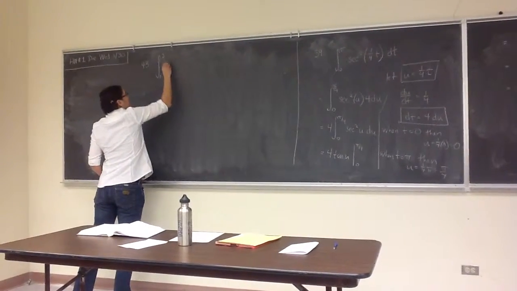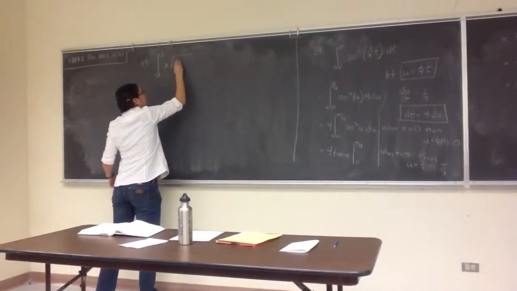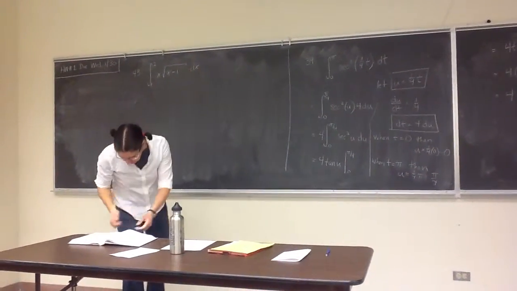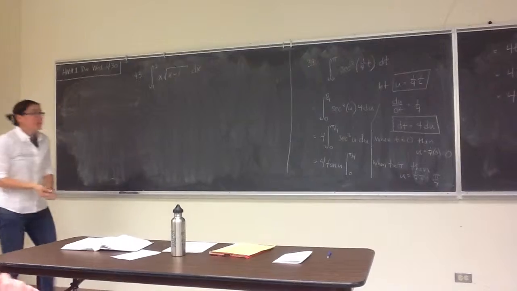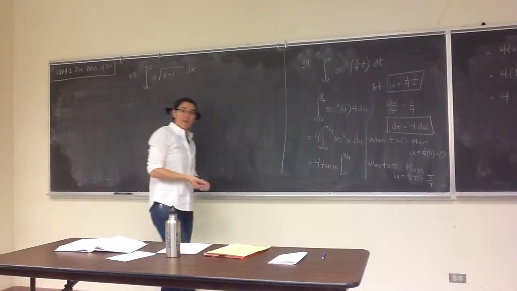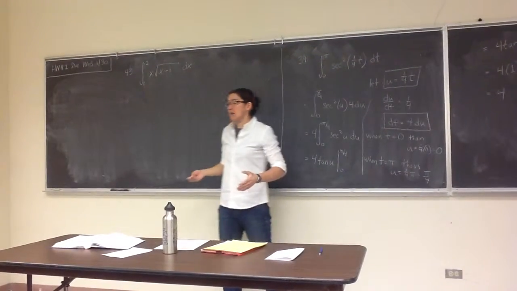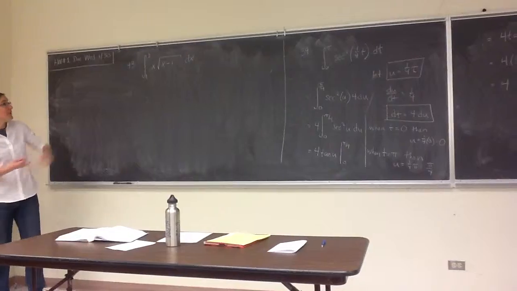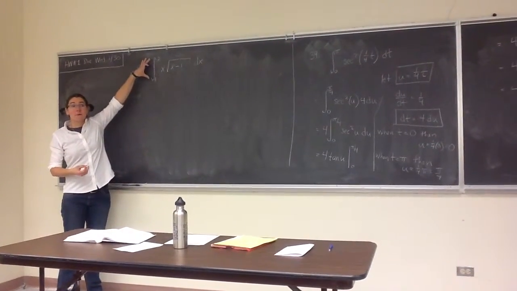From 1 up to 2 of x times the square root of x minus 1 dx. Okay, so here is our antiderivative that we want to evaluate. It's a definite integral. So a few things. Number one, I'm going to need to make some choices about my u. I'm going to need to change some boundaries.